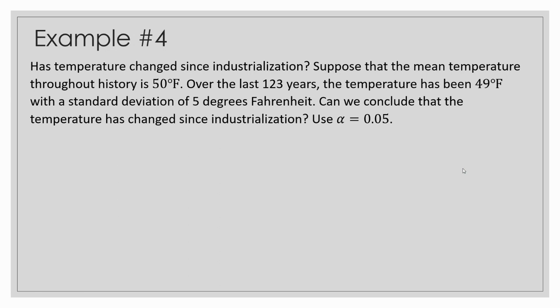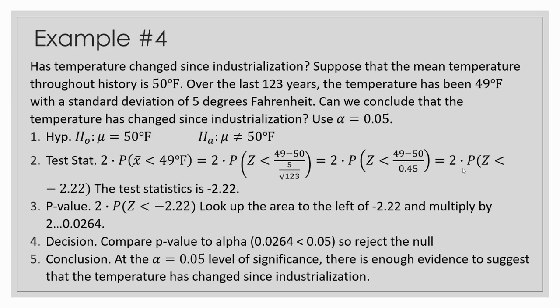If you look at the last sentence, it says, can we conclude that the temperature has changed since industrialization? They don't say how it's changed. They don't say if it's more or it's less. So because they leave that up to us, this is a two-sided test. So we say that mu is not equal to 50. So this is the first two-sided test that we have.